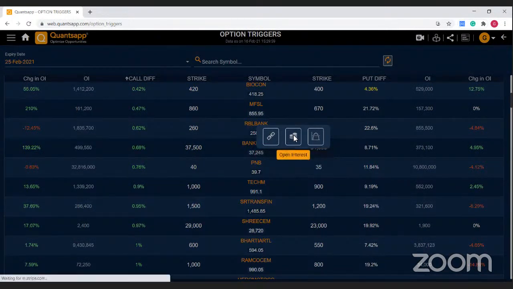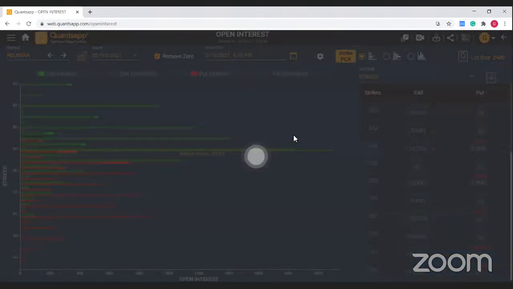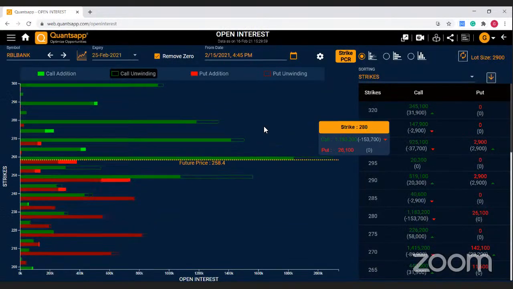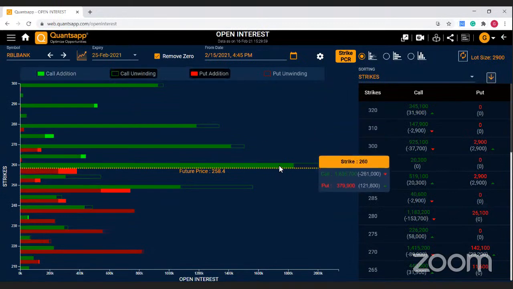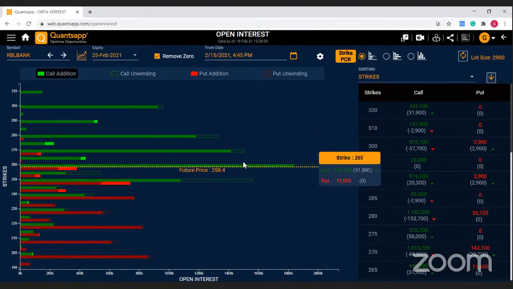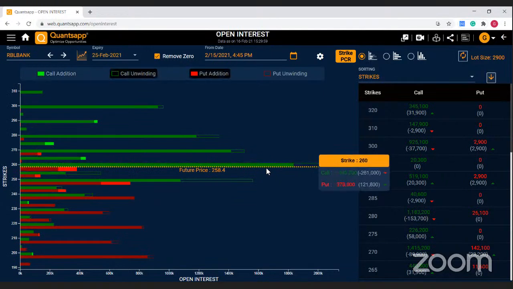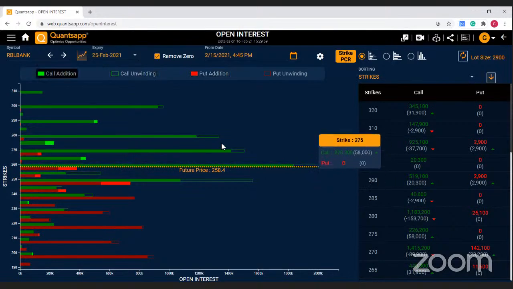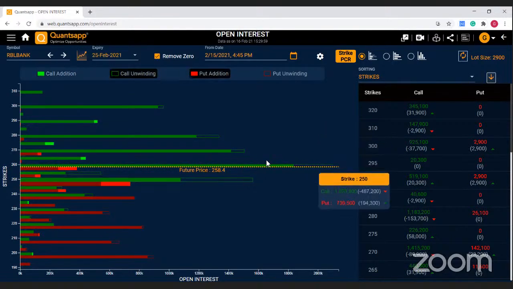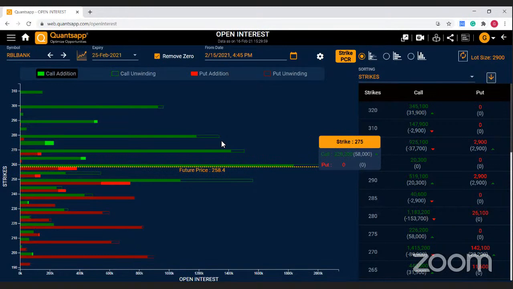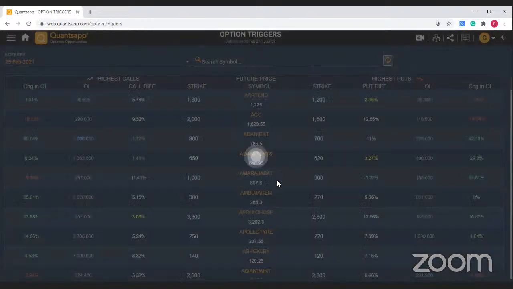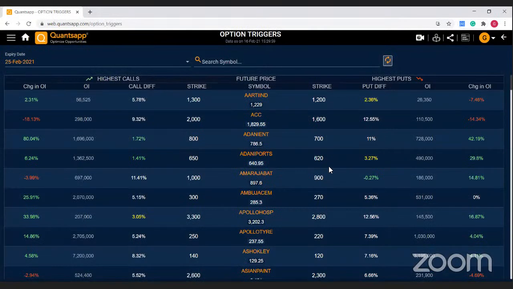So we will see how the writers are doing for the RBL Bank. We can see that RBL Bank is almost on the highest call strike, which was the vital resistance. So RBL Bank is trying to cross this level, and you can see the call writers are also removing their positions because they are a little jittery, a little nervous at this particular stage that prices can go up. So this is how you can use the option triggers.